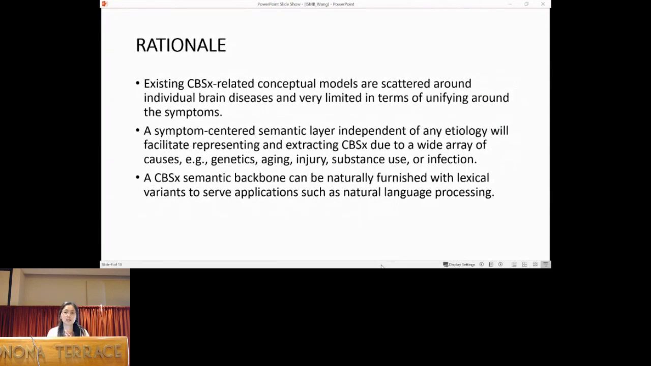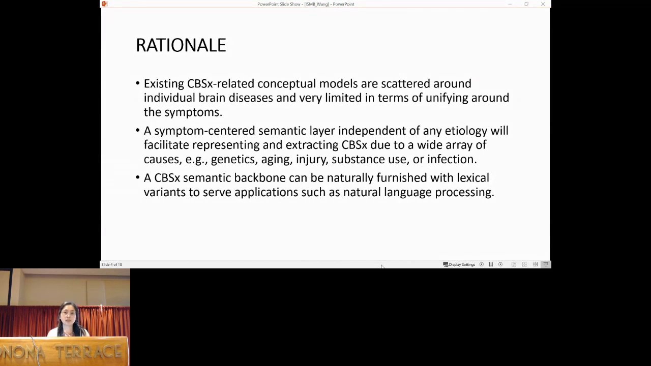There have been a lot of activities in creating such kind of conceptual models, including ontologies, to aggregate knowledge accumulated over the years. However, existing cognitive behavioral symptom related conceptual models are centered primarily on individual brain diseases and are very limited in terms of unifying around the symptoms.